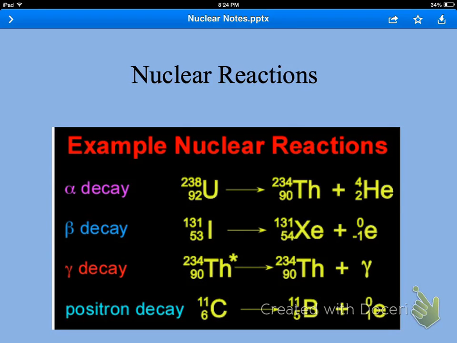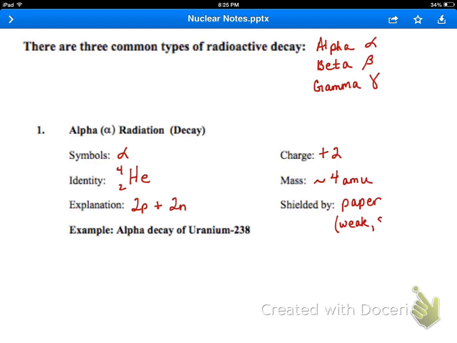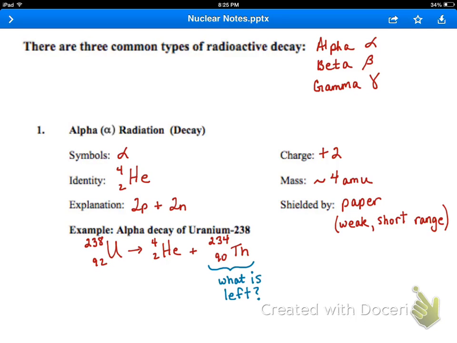Okay, so in this podcast, we're going to learn about different types of nuclear reactions and how to draw them, how to write them. So there's three basic types of radioactive decay. There are other reactions too, but these are the three that we always learn first. Alpha radiation and beta and gamma radiation.